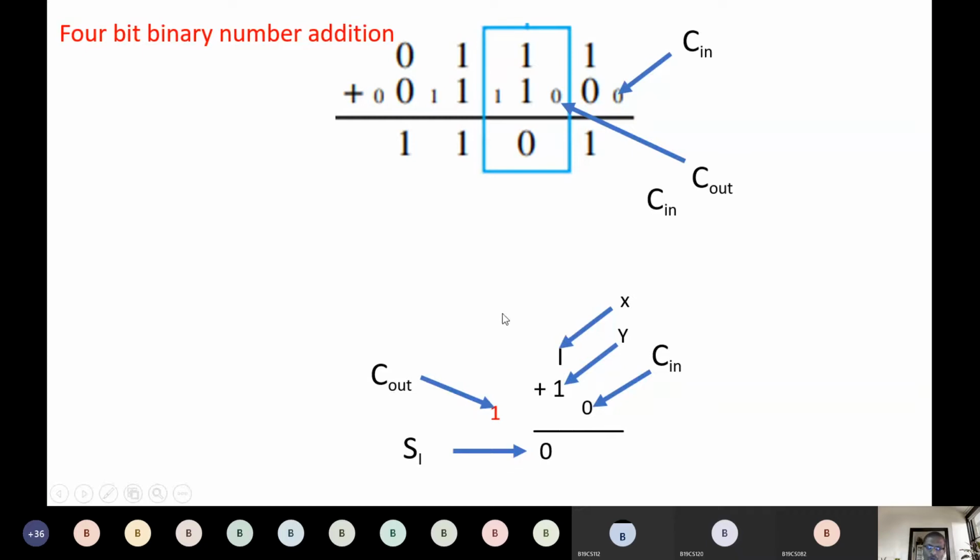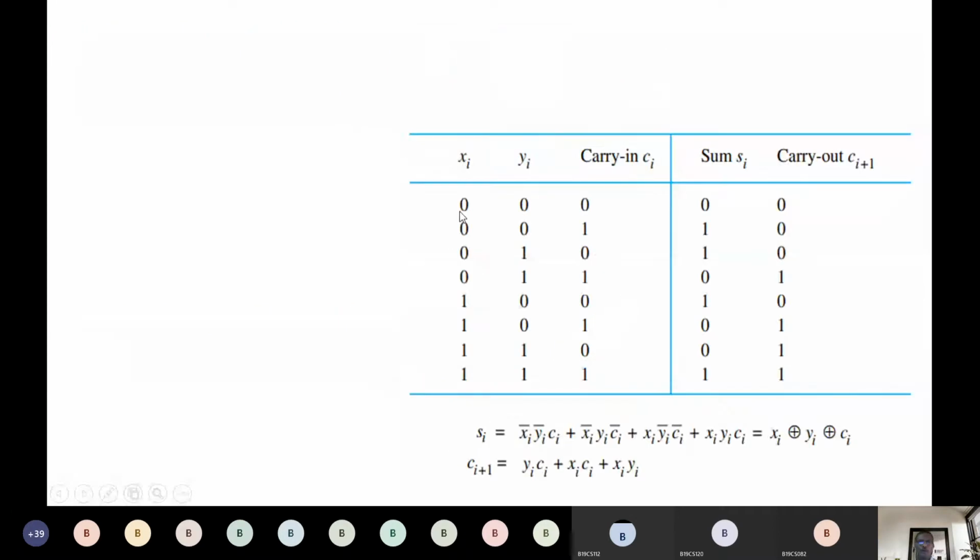This you already know from the last class, just a revision. Based on X, Y, carry in, Si, and C out, these parameters, we made a truth table, and based on the truth table, we designed the actual circuit. Let's look at how the truth table looks. Remember, this is a 1-bit binary number addition. Here is the truth table. Look at the values X, Y, carry in, sum, carry out.